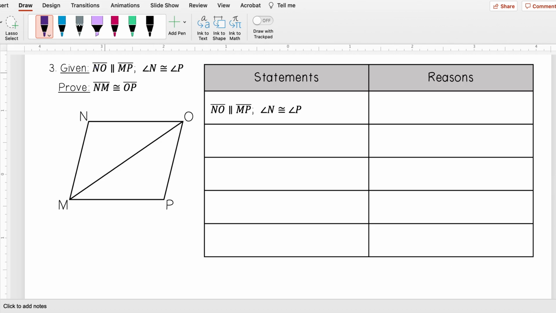Okay, let's look at one more. So here I'm given that NO is parallel to MP. So I'm going to go ahead and draw those arrows in. NO is parallel to MP. And I'm also given that angle N is congruent to angle P. So I'm given an angle here.